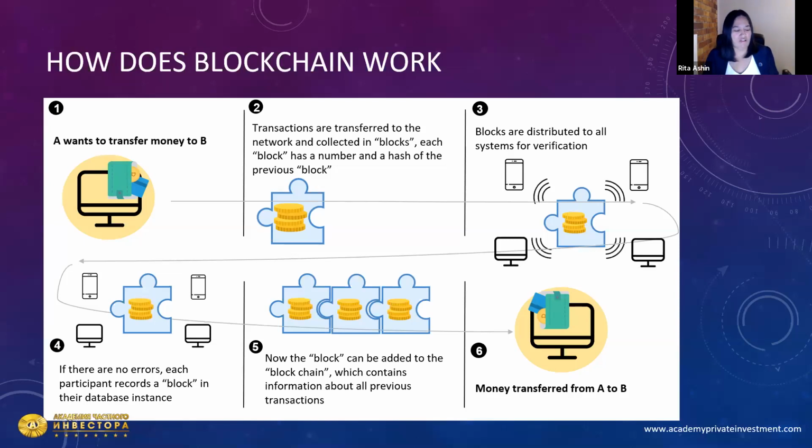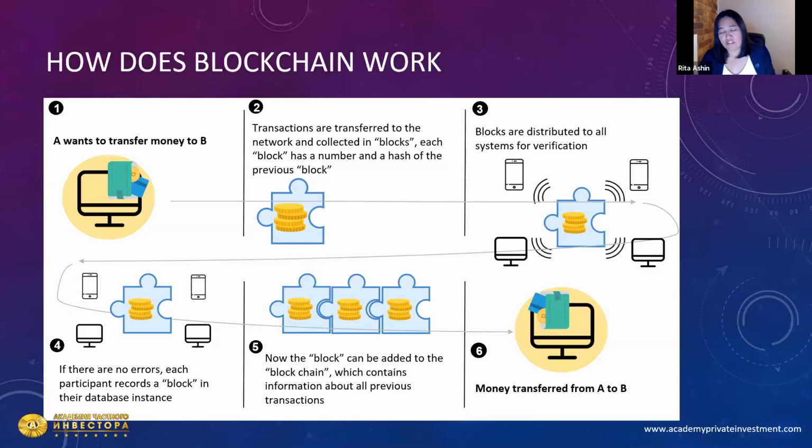Now, how does the blockchain work? Let's look at this diagram, starting from number 1. First of all, let's take a transaction of perhaps me sending you some cryptocurrency, right? So I'm sitting at my computer and I initiate a transaction. Then that transaction is transferred to the network and collected in a block. Each block has its own special number. It has the hash of the previous block, and that's how they all link together.